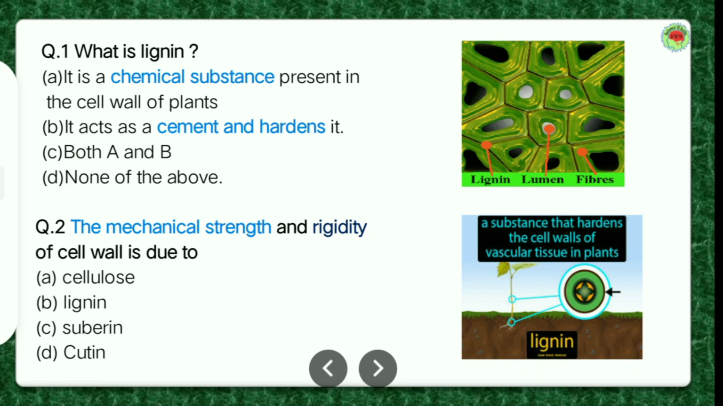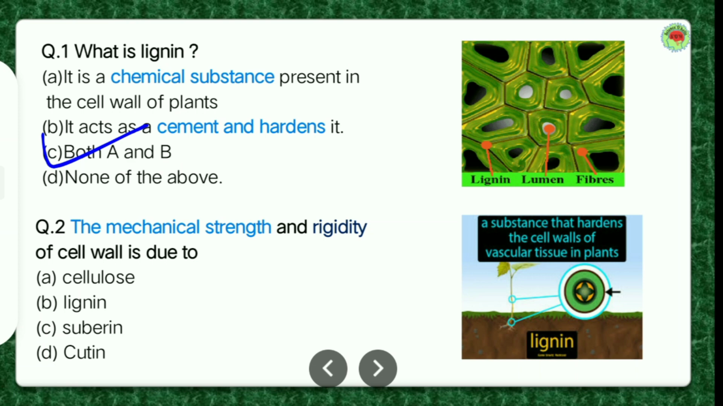Option A, it's a chemical substance present in the cell wall of a plant. Option B, it acts as a cement and hardens it. C, both A and B. Option D, none of the above. So the correct option is both A and B. So C is the correct option.